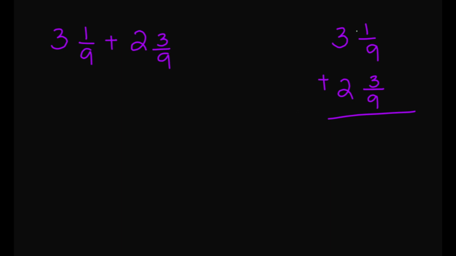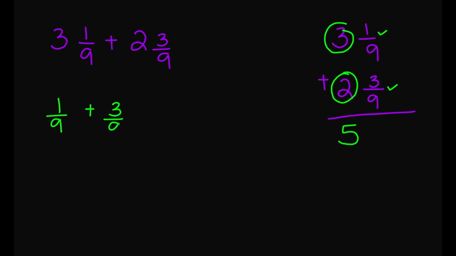Let's look at one more example. So we have my 3 plus my 2. I'm going to go ahead and add that. That's going to give me 5. And now we're going to add my 1 over 9 plus my 3 over 9. Since my denominators are the same, I'm going to go ahead and add my numerators. So 1 plus 3 is going to equal 4, and that's going to be over 9. So 1 over 9 plus my 3 over 9 is going to give me 4 over 9. Since I cannot simplify any further, this is your final answer here.